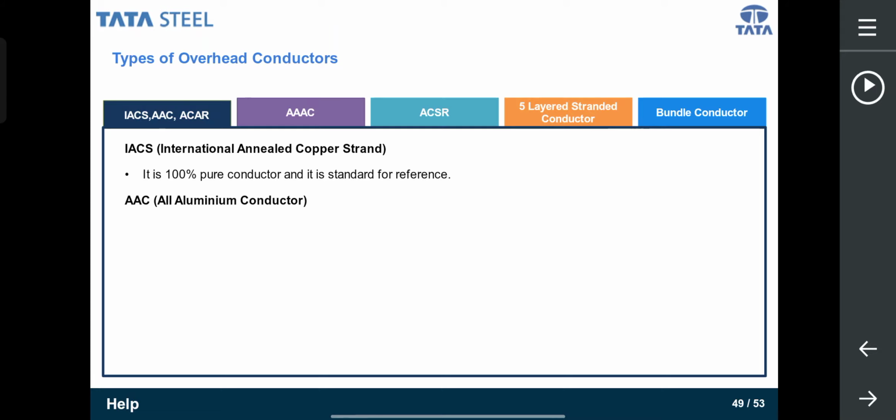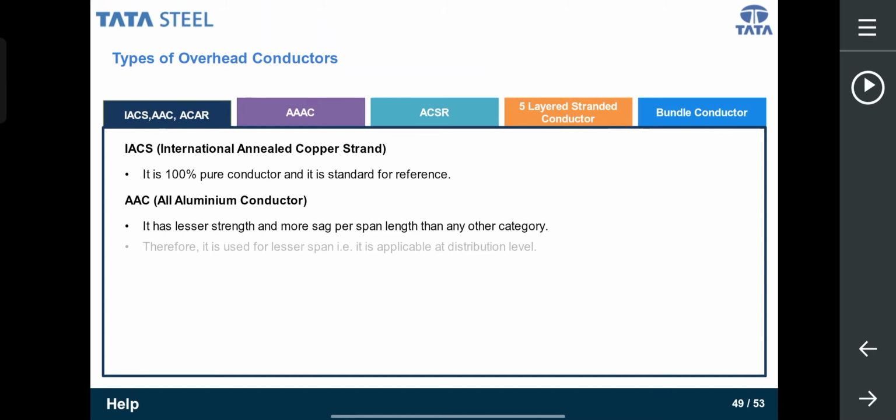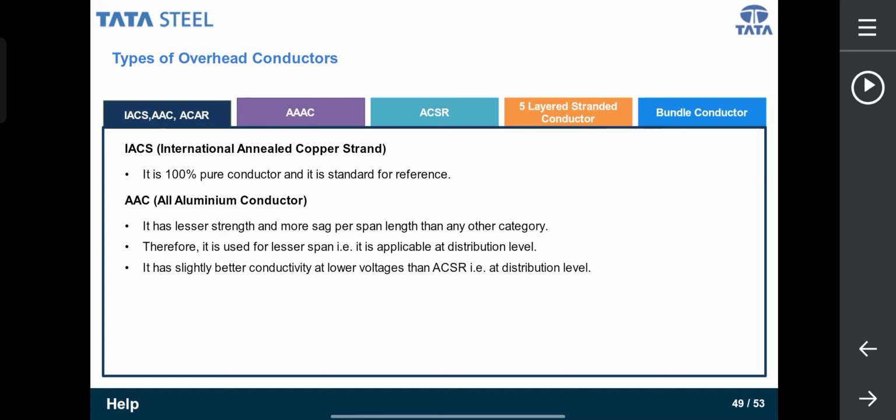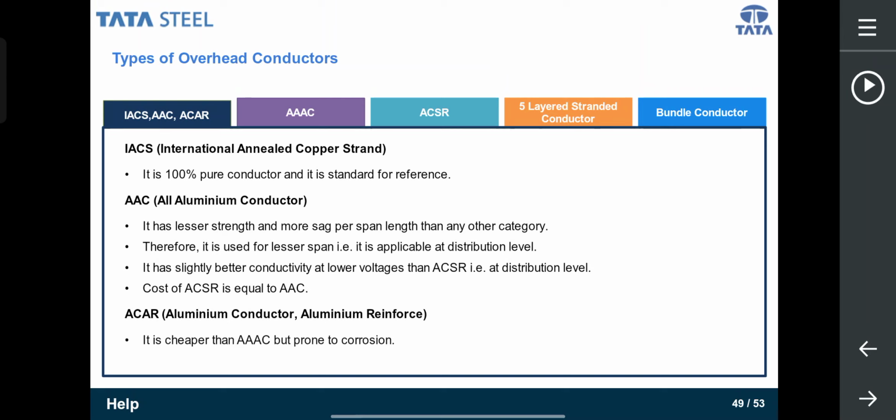AAC, all aluminium conductor. It has lesser strength and more sag per span length than any other category. Therefore, it is used for lesser span, that is, it is applicable at distribution level. It has slightly better conductivity at lower voltages than ACSR, that is, at distribution level. Cost of ACSR is equal to AAC. ACAR, aluminium conductor, aluminium reinforced. It is cheaper than AAC but prone to corrosion. It is most expensive.